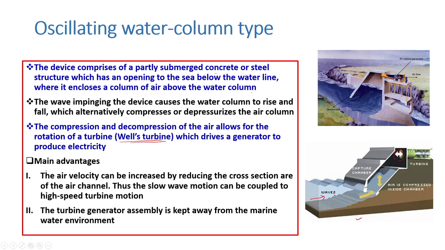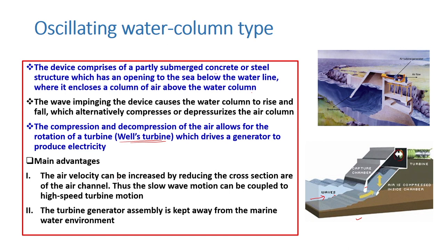One of the primary advantages of this scheme is that the air velocity can be increased by reducing the cross section of the air channel. Thus, the slow wave motion can be coupled to high speed turbine motion. And the turbine generator assembly is kept away from the marine water environment because the water is not allowed to pass through the turbine. So aquatic plants or fishes cannot go to the turbine area.